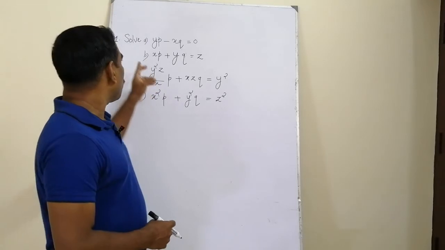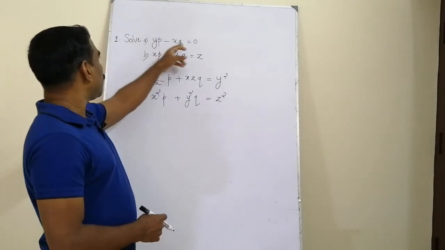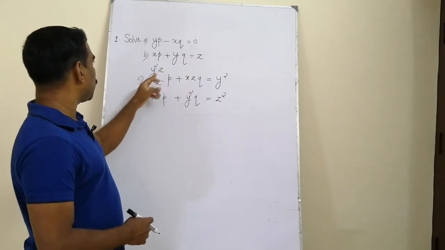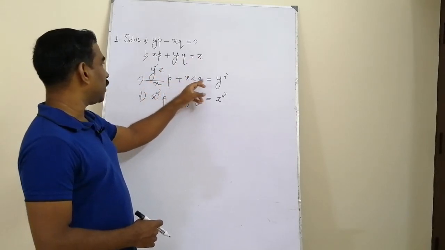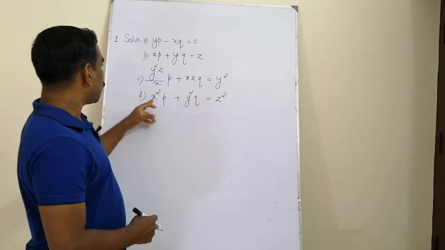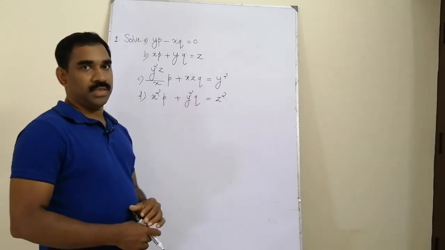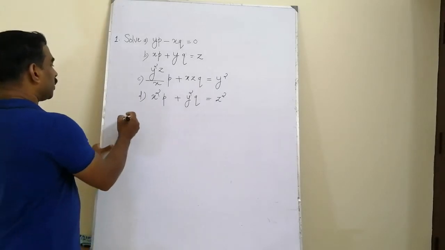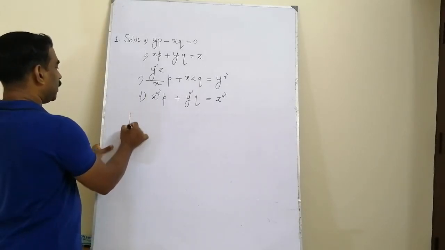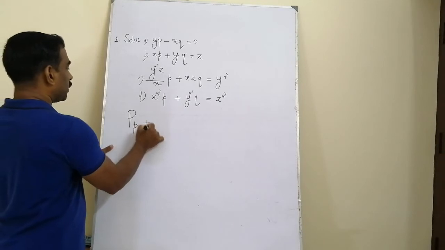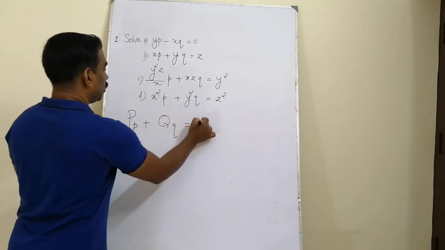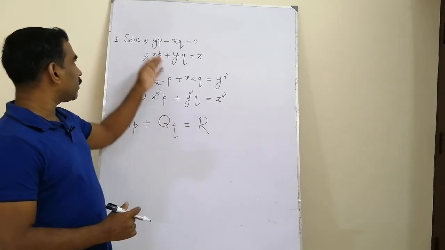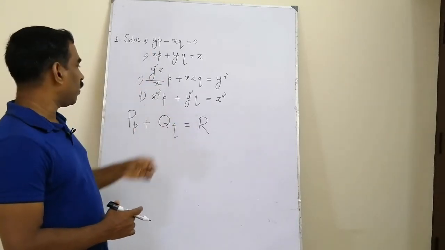Consider the following first order partial differential equations. yp minus xq is equal to 0, xp plus yq is equal to z, y square z by xp plus xzq is equal to y square, x square p plus y square q is equal to z square. And we can compare all these first order partial differential equations with the standard Lagrange format, capital P into p plus capital Q into q is equal to R, where these capital letters P, Q, R indicate functions of x, y, z as shown in the problem.